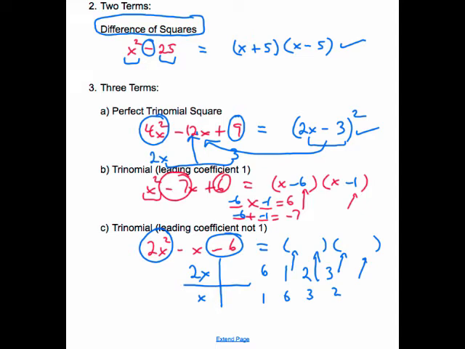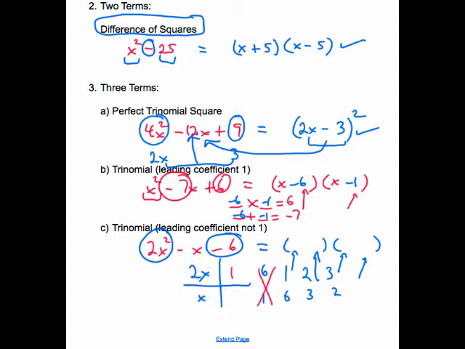And what I need to do is I need to test each of these possibilities in that spot. So if I just test 6 and 1, this is 6x, this is 2x. Remember that these two cross products have to add or subtract to give me this. Well, 6x and 2x doesn't do that, so that's not it.